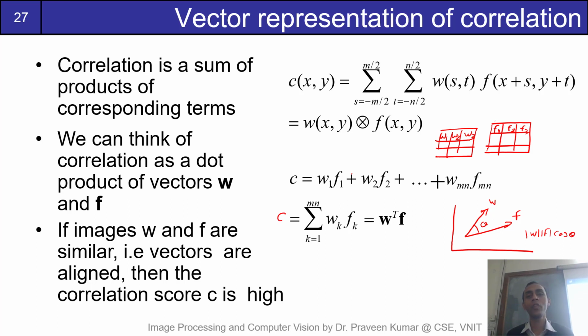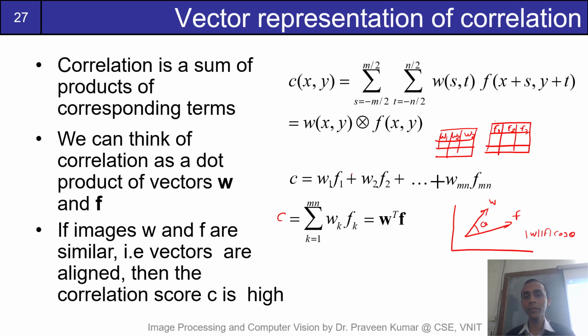isn't it? So for example, if w has all zeros and f is all ones, the score will be 0. Similarly, the opposite way, if f has all ones and w has all zeros, the score will be 0. Whereas if both have half, let us say, the score will tend to be a little higher.